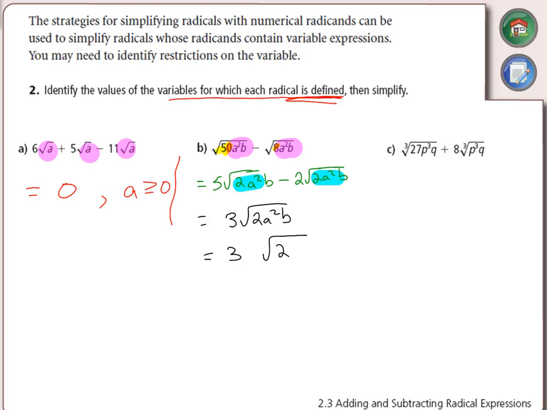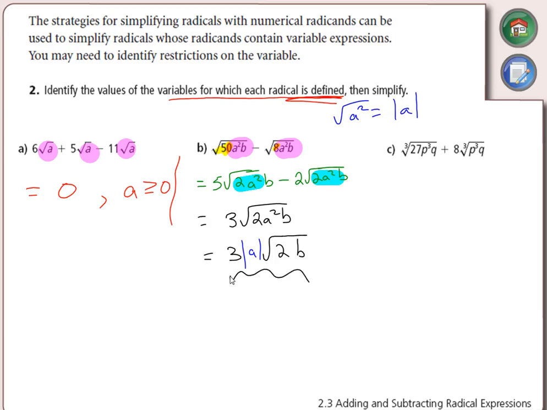But got to remember that that's going to be positive. A squared will always be a positive value. So we're always going to have a positive a. So let's throw that in. Absolute value of a. Then we've got the b. Can't do anything with it. We're done. 3 absolute value of a multiplied by root 2b.